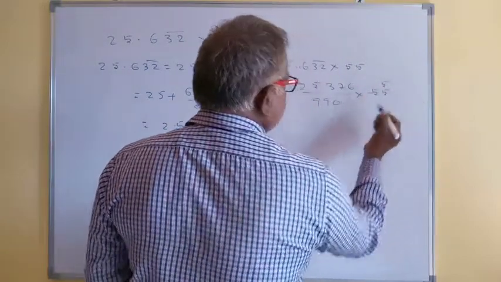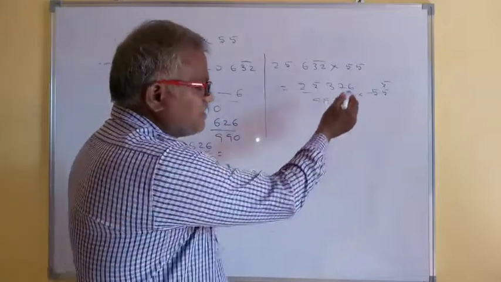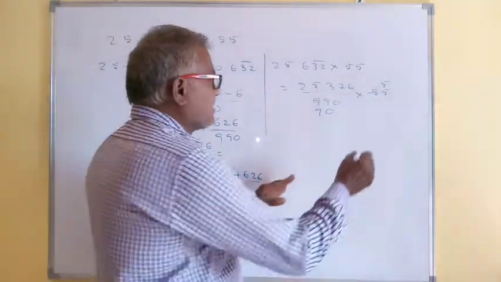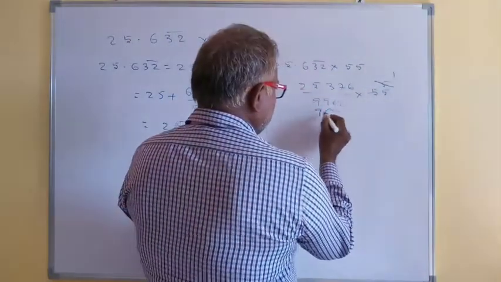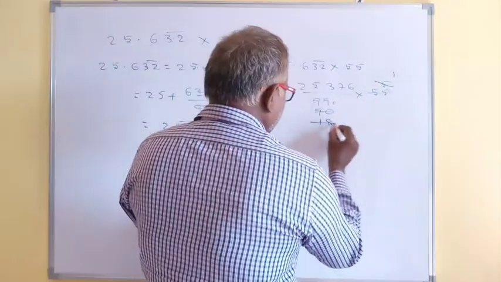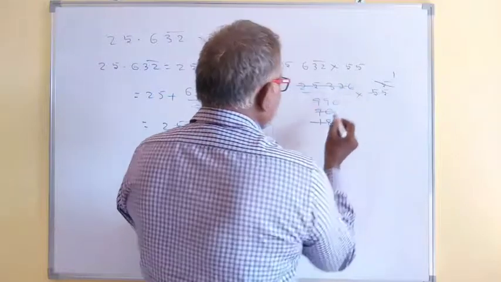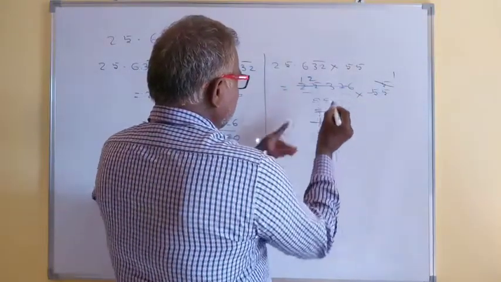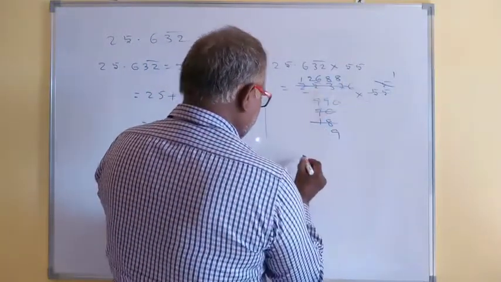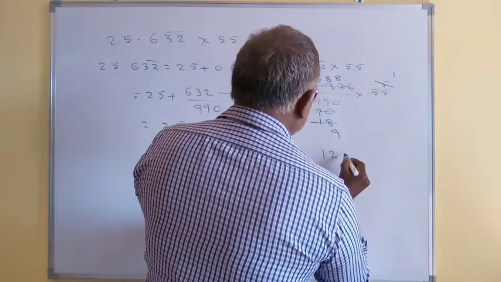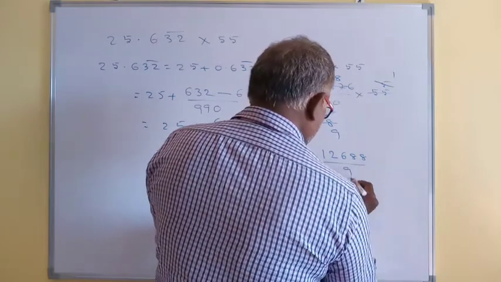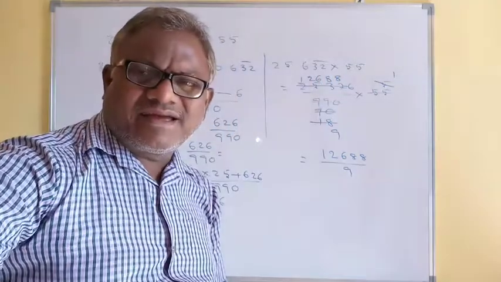So 11 5s 55, 11 9s with 90. Okay, 11 9s. Again 5 1s, again 5 18s. Again 2 9s. Here 2 1s, 2 2s 4, 1 3, 2 6, 2 8, again 2 8. So final one, 12,688 by 9.